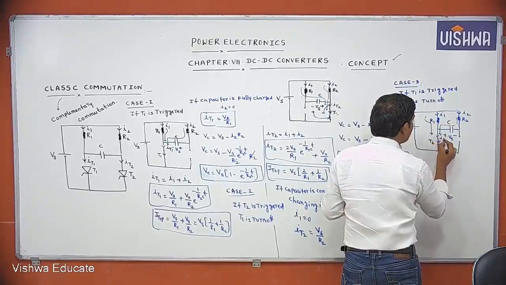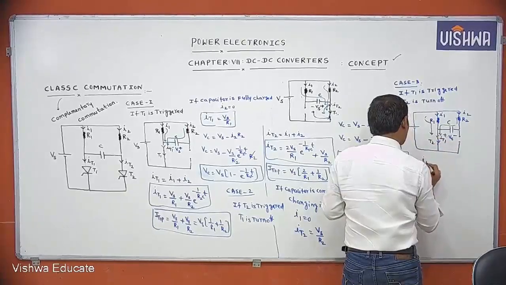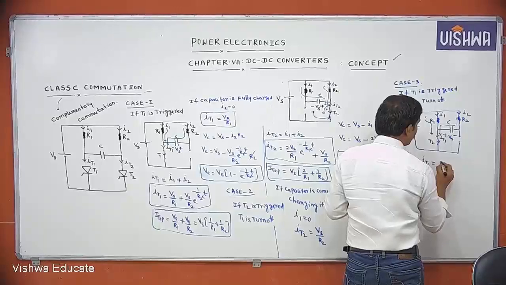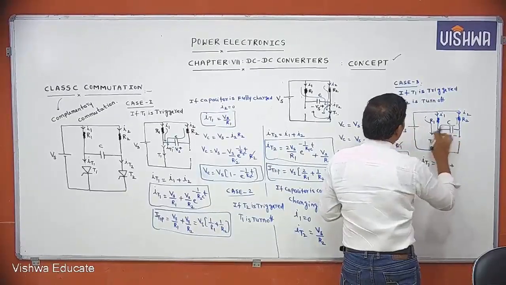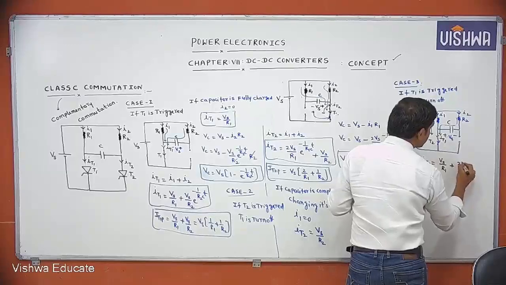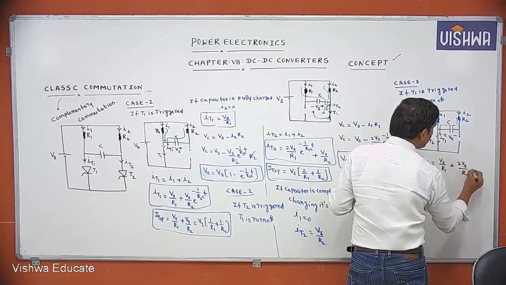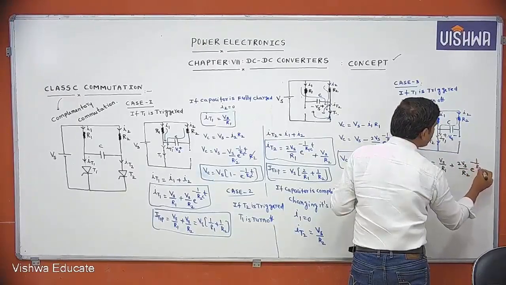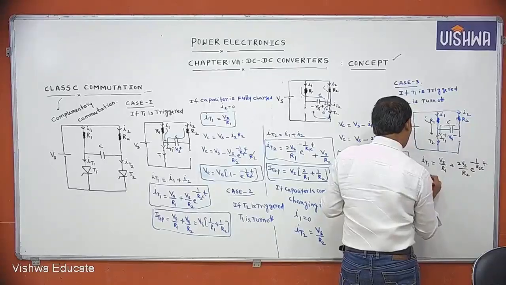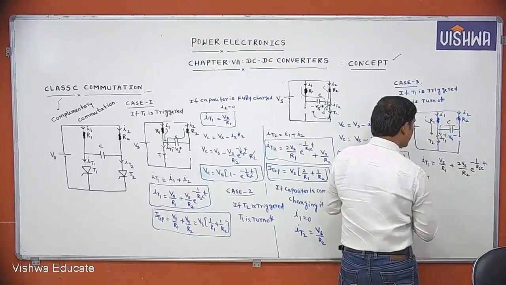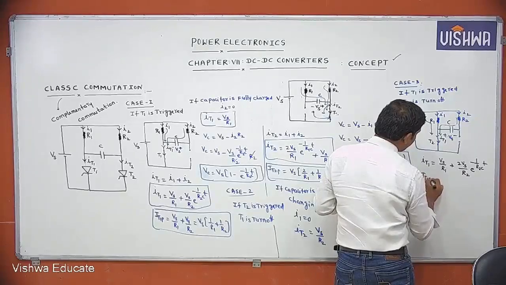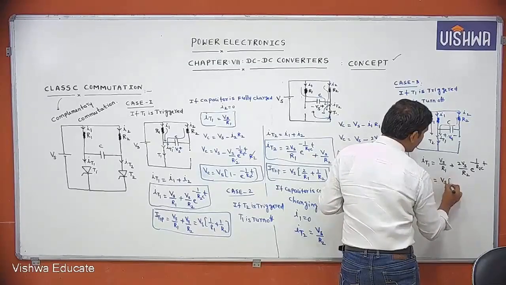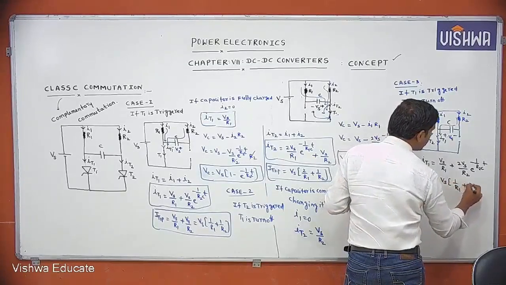Then what is IT1 equal to? That is Vs by R1 plus 2Vs by R2 into e power minus 1 by R2C into T. Then what is the IT1 peak value? Take Vs common: Vs into 1 by R1 plus 2 by R2.